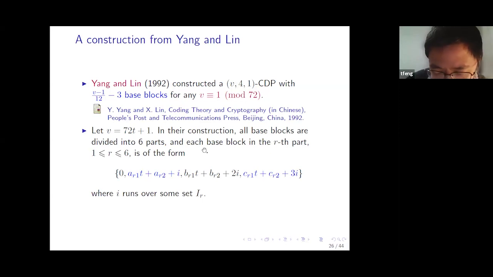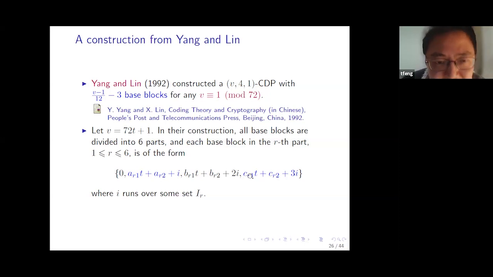Okay, let us first review their construction. Let v equal 72 times t plus 1. First we count the number of base blocks, (v minus 1) over 12. So (v minus 1) over 12 here equals 6 times t. So the number of base blocks is 6 times t, and all of the base blocks are divided into 6 parts. Each part consists of t base blocks.